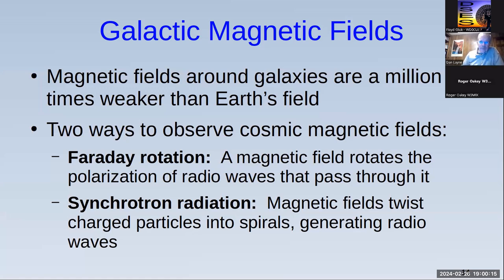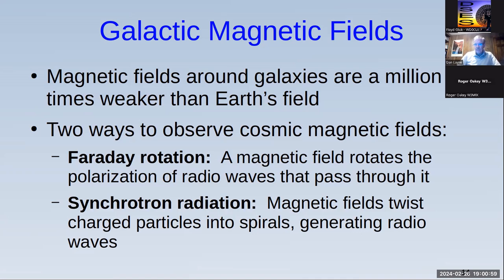So the magnetic fields around galaxies are roughly 1 million times weaker than the Earth's field. And there are two ways we can observe cosmic magnetic fields. The first way is called Faraday rotation. Faraday rotation is when a radio wave goes through a magnetic field, and that radio wave gets rotated. The rotation adds either a right-hand circular or a left-hand circular polarization to that radio wave. So we're looking for circularly polarized radio waves.